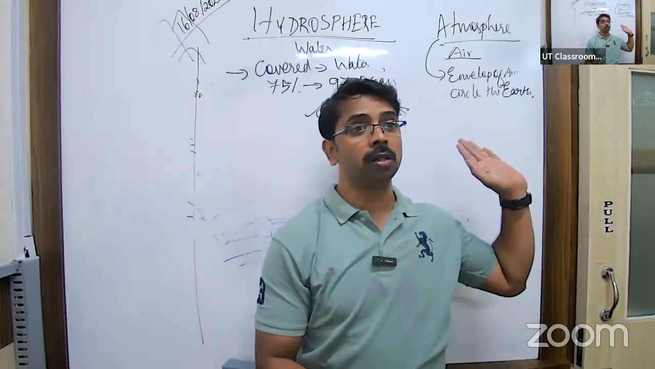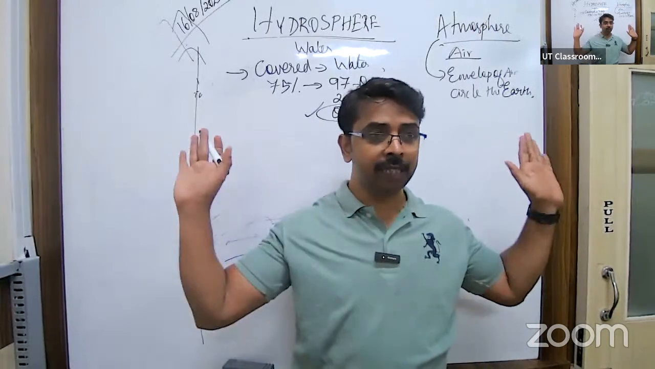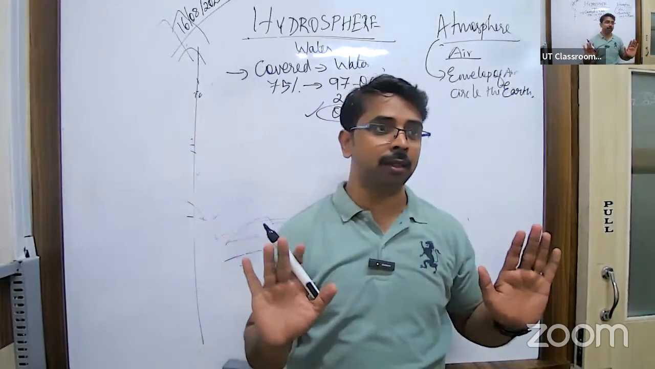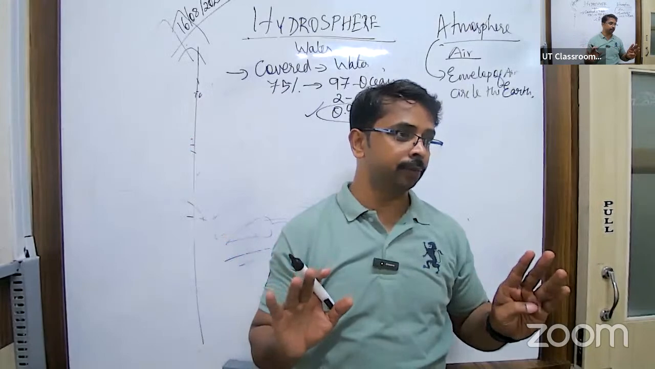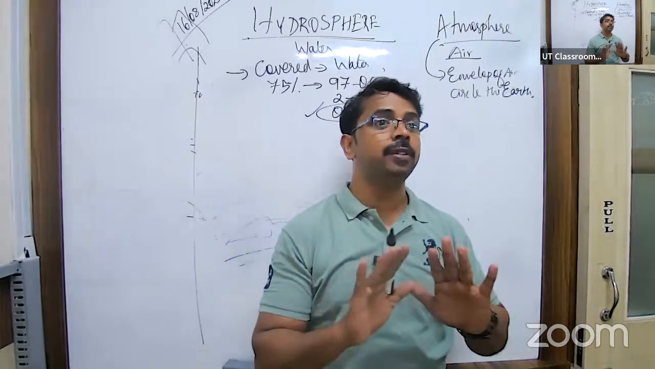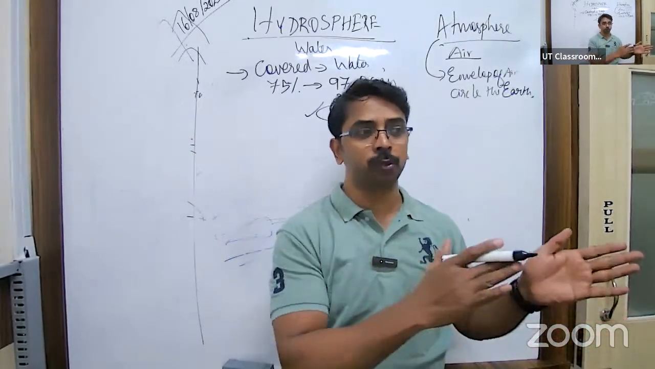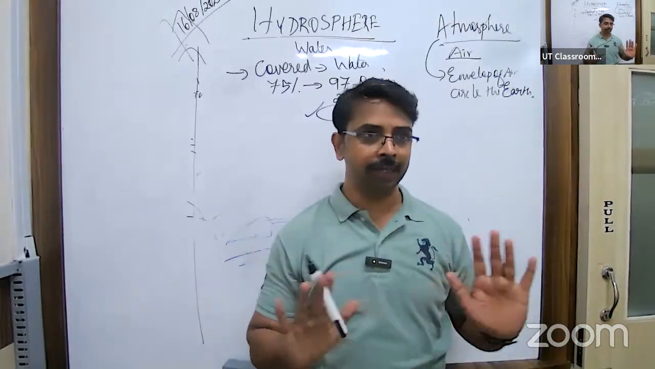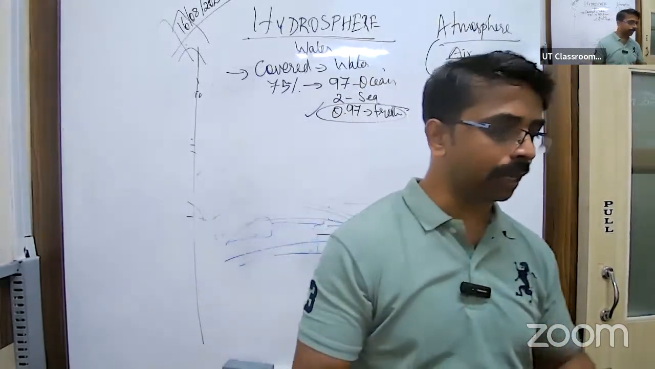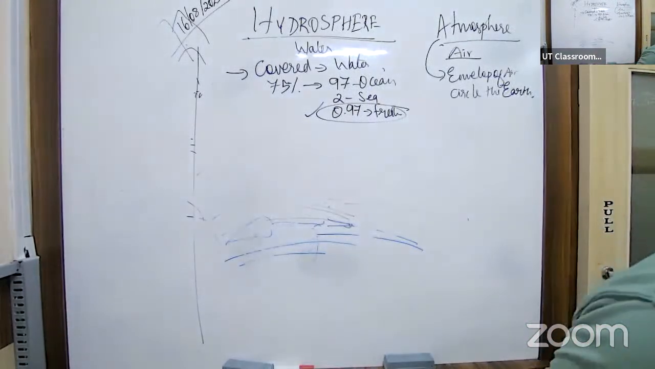So this is what the earth has. In fact, if these two layers are not there on the earth, what will not be there? Life is impossible. So hydrosphere is water, atmosphere is air. Did we cover? Let's quickly jump into the chapter called hydrosphere.